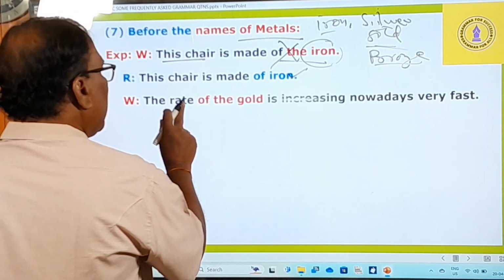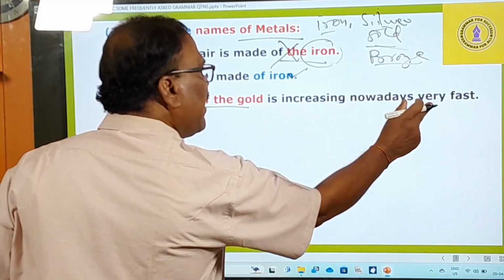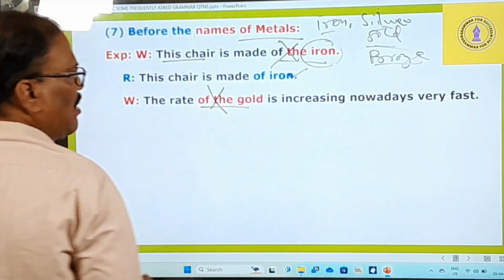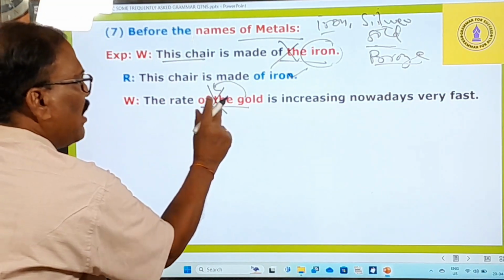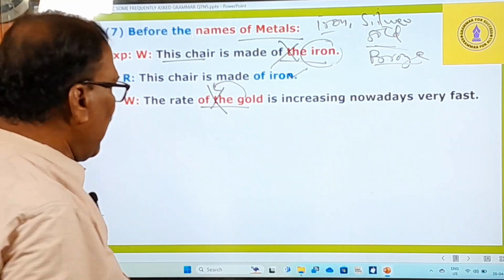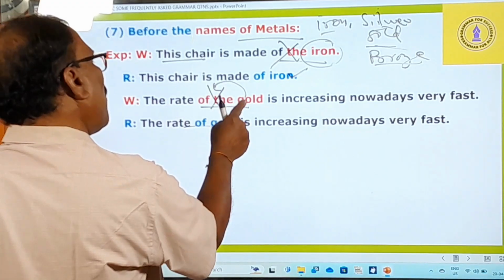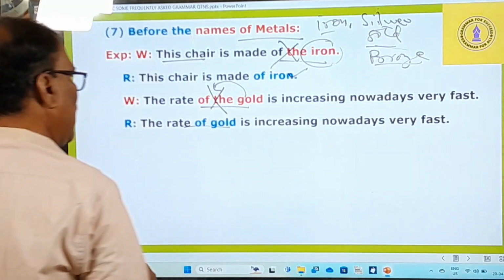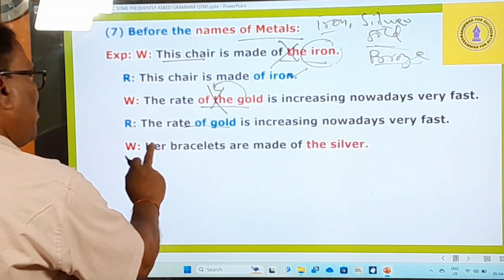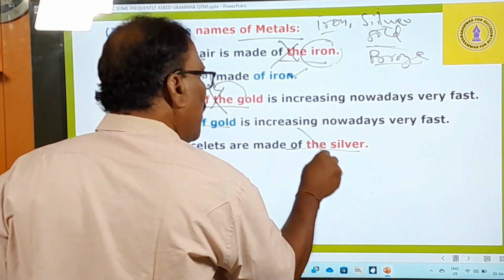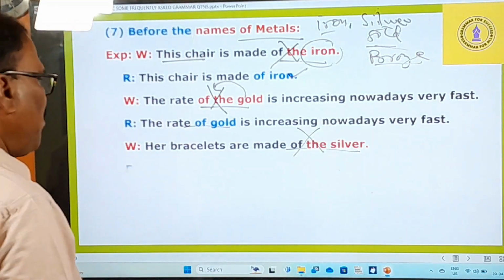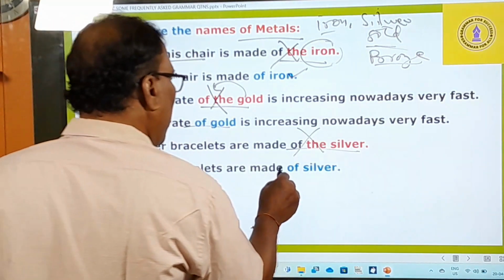The rate of the gold is increasing nowadays very fast. The gold you cannot say. Before the name of this metal, we should not use any article, right? And here, the rate of gold. You cannot say the rate of the gold, but only the rate of gold is increasing. And one more example, her bracelets are made of the silver. You cannot say the silver. You have to simply say her bracelets are made of silver.